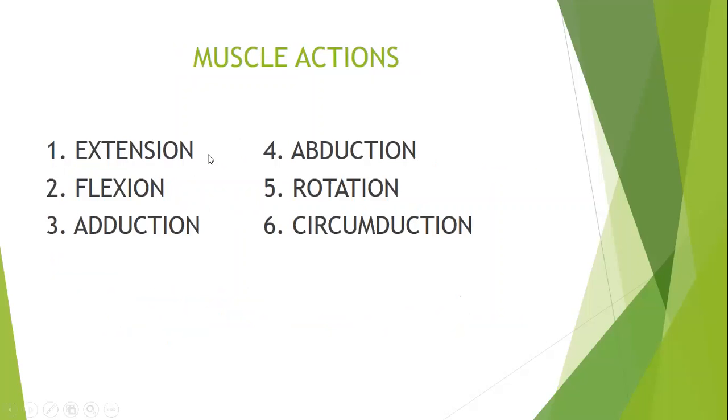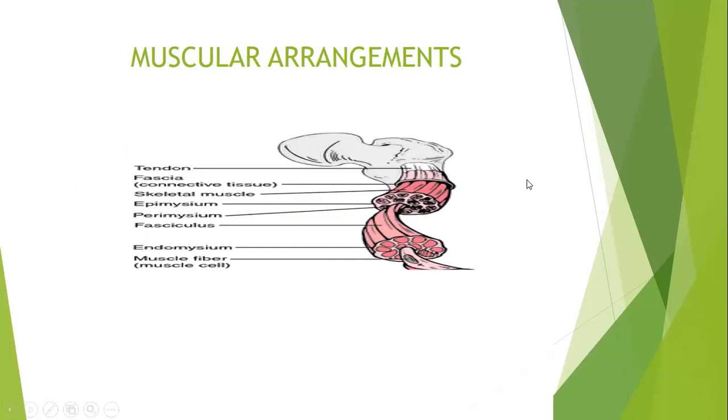Muscle actions would include, as I've mentioned, extension, flexion, adduction, abduction, rotation, and circumduction. So here's your muscular arrangements. The tendon is the one that connects the bone with the muscle, and the entire muscle is being covered by a connective tissue called the fascia.